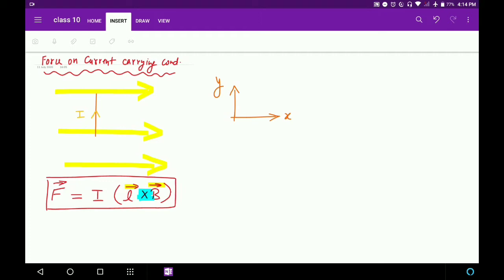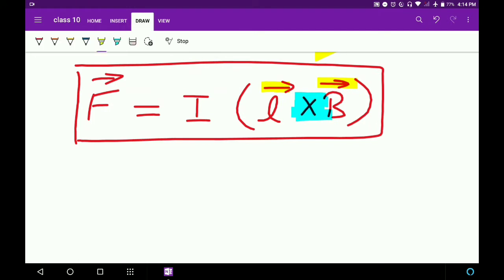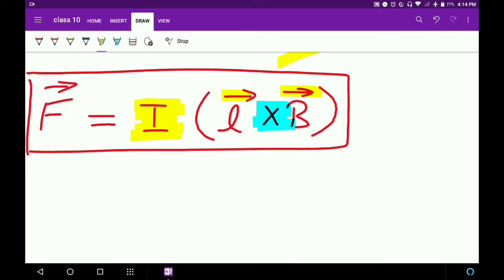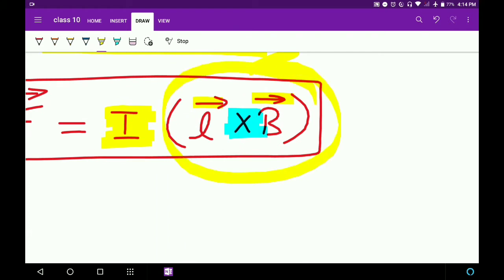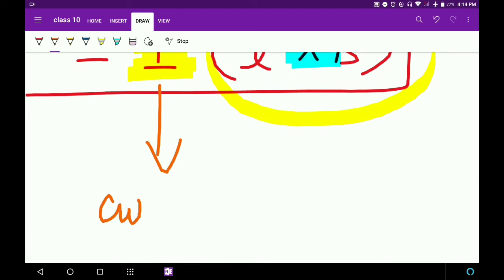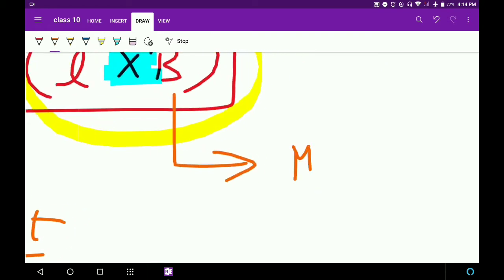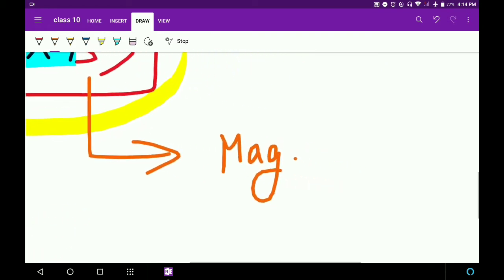Okay, so let's continue with our main discussion, which is force on a current carrying conductor. The formula which we have seen over here is current magnitude multiplied by L cross B. This I over here, as I have already said, is current. This B over here is magnetic field.